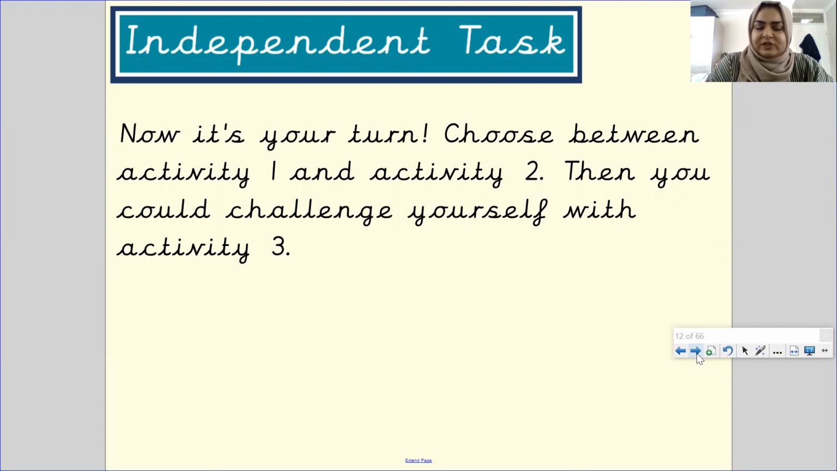Now it's your turn. Choose between activity 1 and activity 2. Then you could challenge yourself with activity 3. Now, year 3, Pankhurst, you know which activity you should be doing. It's based on the activities that you would be doing in class. Okay, so choose the correct activity for you. Now, some of you can go straight on to activity 3 if you know you're able to do it. Okay, now if you've done activity 2, you can challenge yourself by doing activity 3, but you don't have to. Remember, you shouldn't be spending more than 20 minutes doing your activity. Okay, no more than 20 minutes, and you do not do all 3 activities. You choose one activity which is the best one for you.